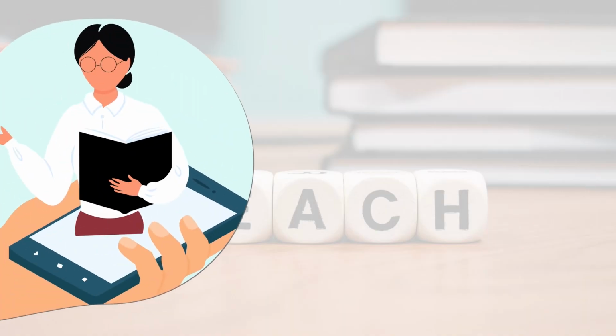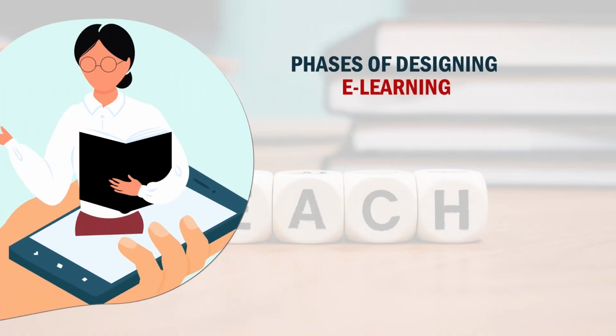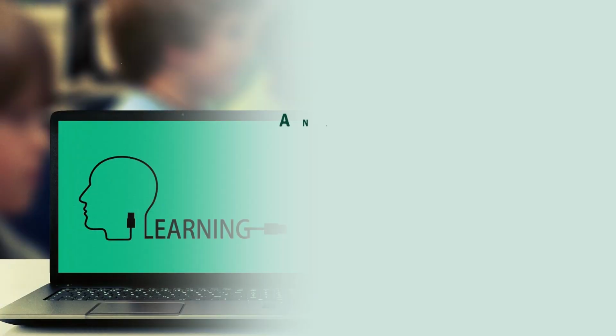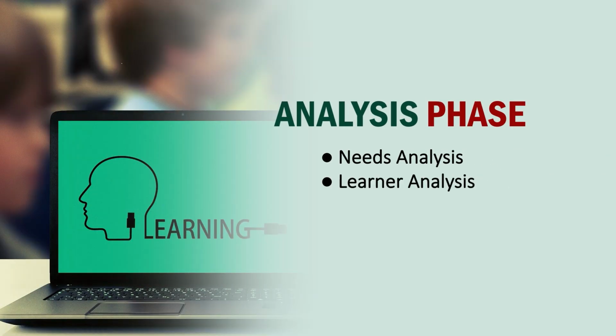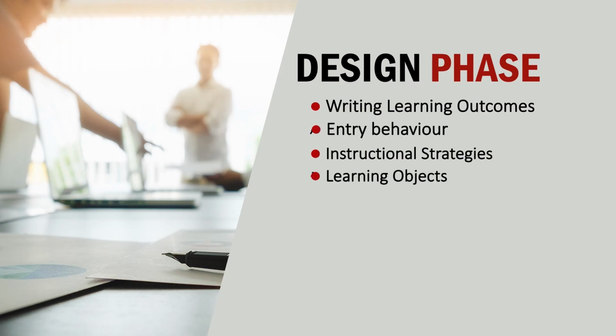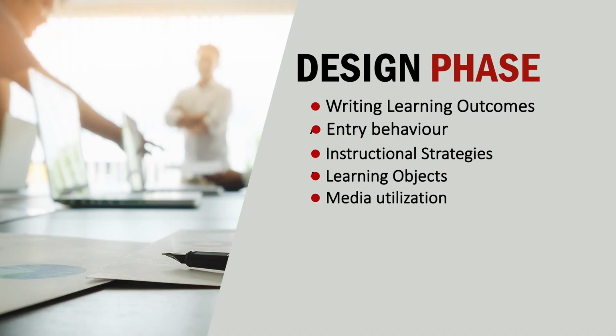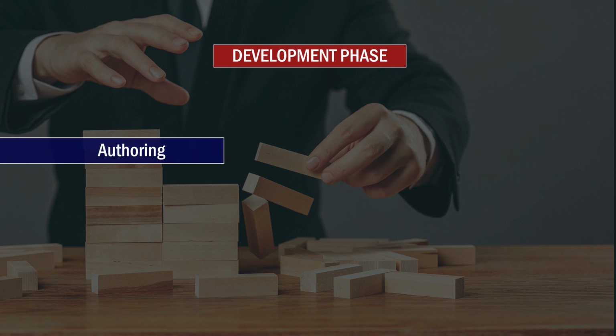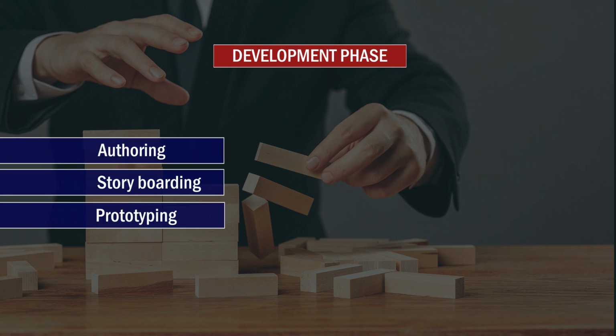Now, what are the phases of designing e-learning? The different phases are analyze, design, develop, implement and evaluation. Let us see each phase. Analysis phase: needs analysis, learner analysis and technical analysis. Design phase: writing learning outcomes, entry behavior, instructional strategies, learning objects. In the design phase, the other 4 steps are media utilization, design assessment strategies, design the interface and usability. In the development phase, we have 3 components: authoring, storyboarding and prototyping.